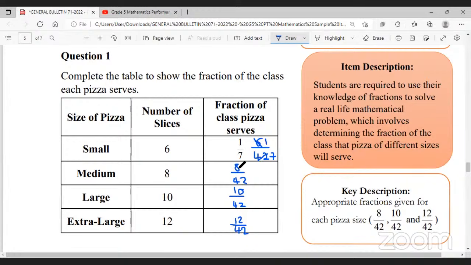So we're going to find a number that can go into both 8 and 42. So 8 cannot go into 42 without leaving a remainder. So we're not going to be using 8. 4 cannot go into 42 without leaving a remainder. So we cannot use 4 either. Those are all factors of 8. So we can use 2. 2 into 8, 4, times 2 into 42, 21.